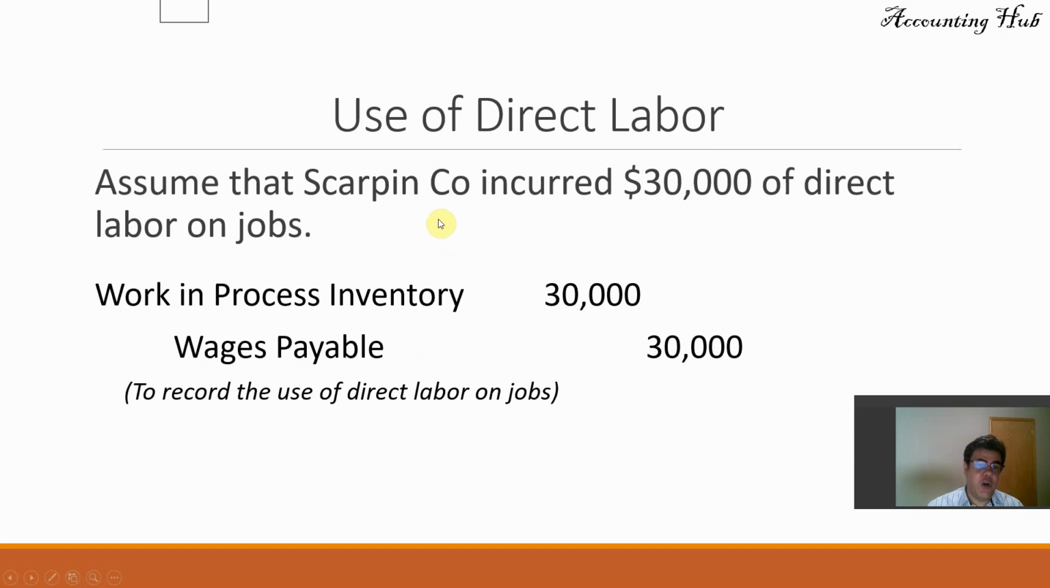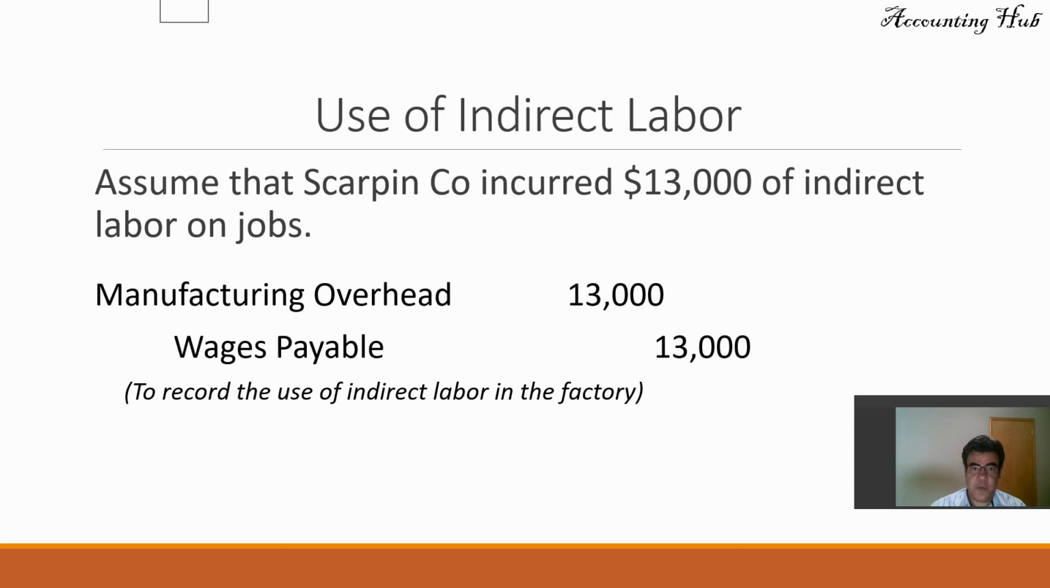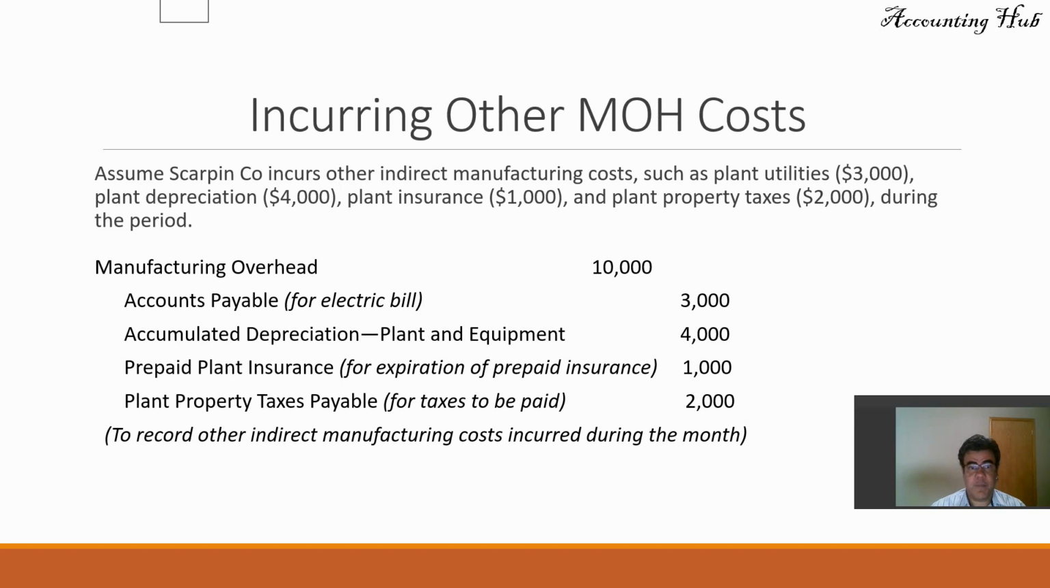Use of direct labor. Assume that Scarping Corporation incurred $30,000 of direct labor. Just like raw materials, we debit work in process inventory and then we credit. We don't have direct labor inventory, so we credit wage payable or cash. Use of indirect labor, exactly the same as indirect materials. Debit manufacturing overhead, credit wage payable.